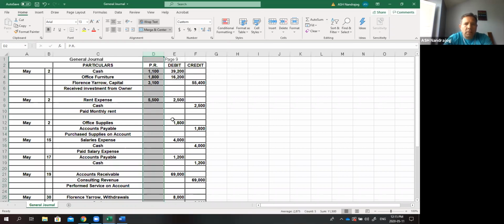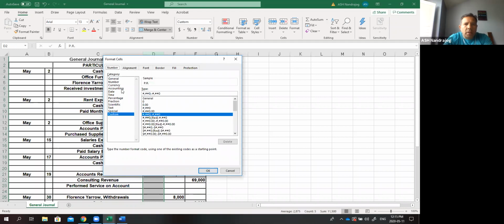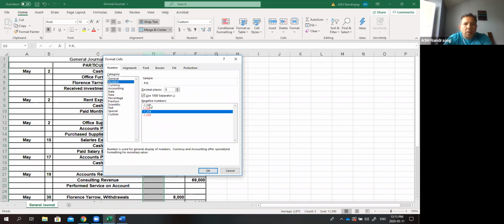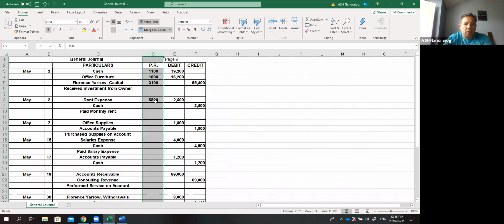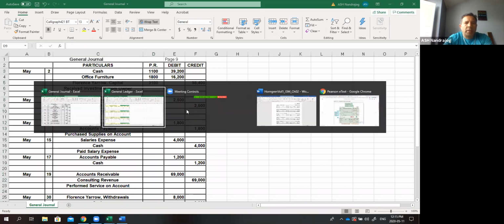Format cells. It's a number with 0 decimal places. And let's write it as general. Let's see if that works. Yeah. So now we have the account number as 5500. Okay. So what about cash? There was a cash credit entry for $2,500. So we have to make that entry in our ledger.